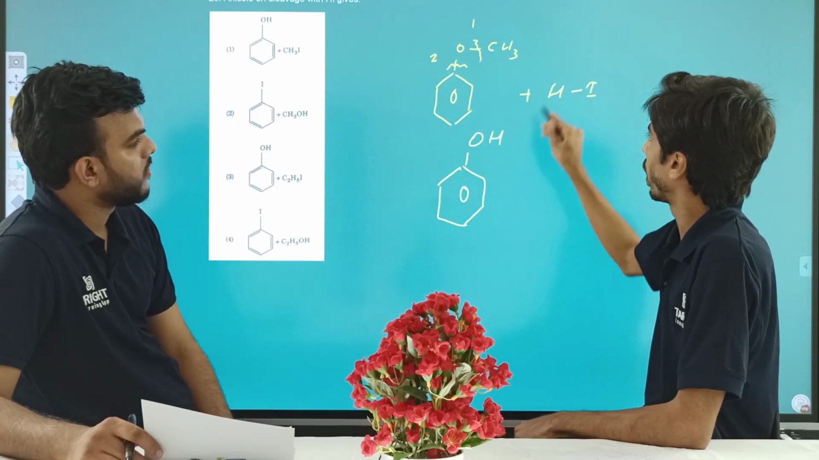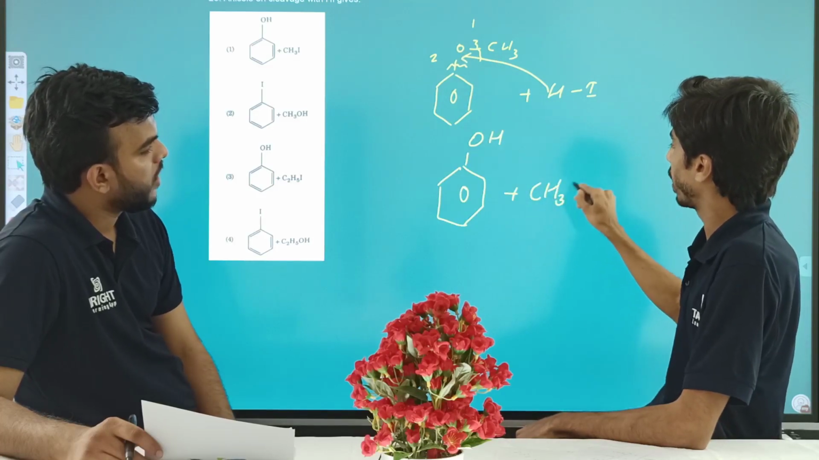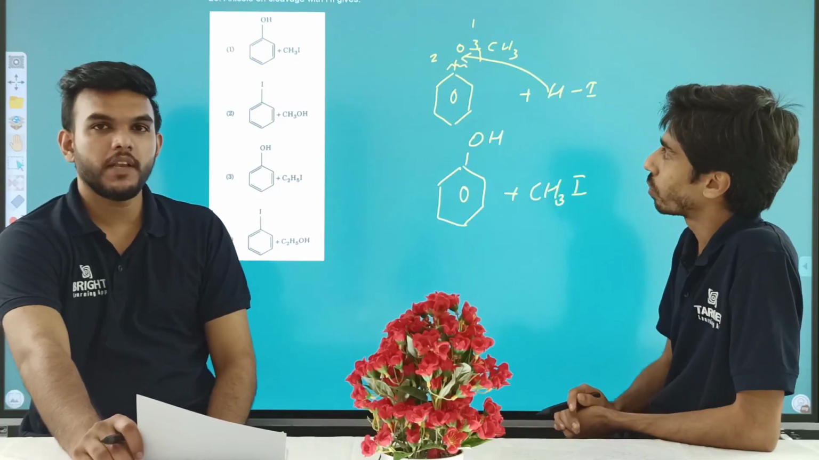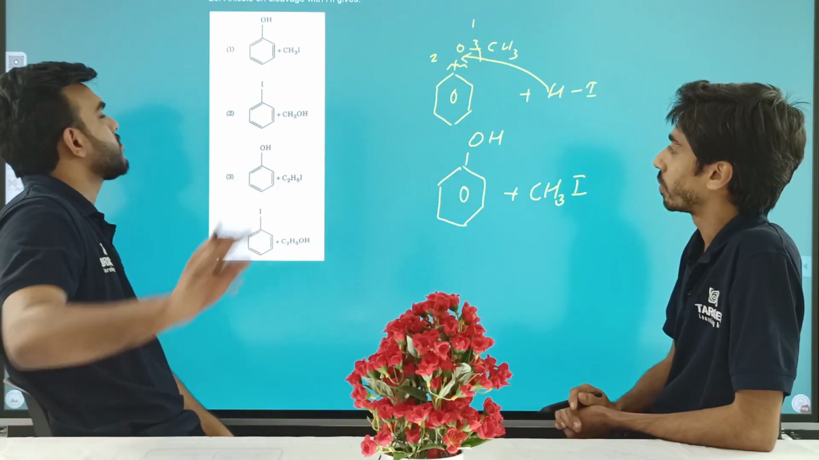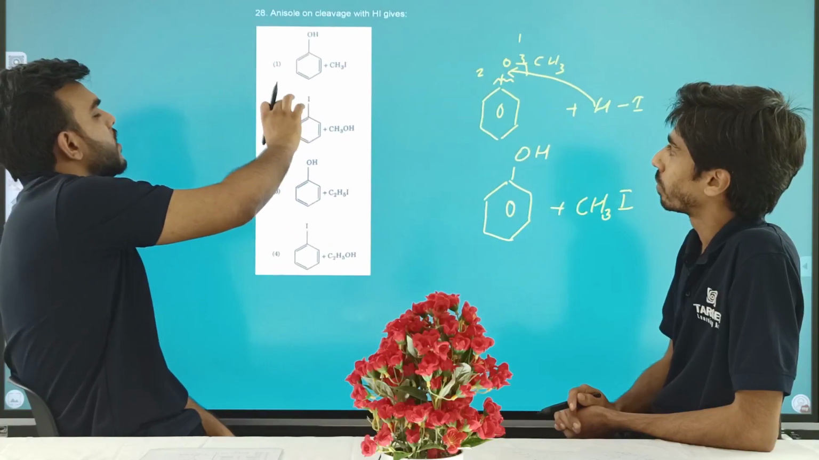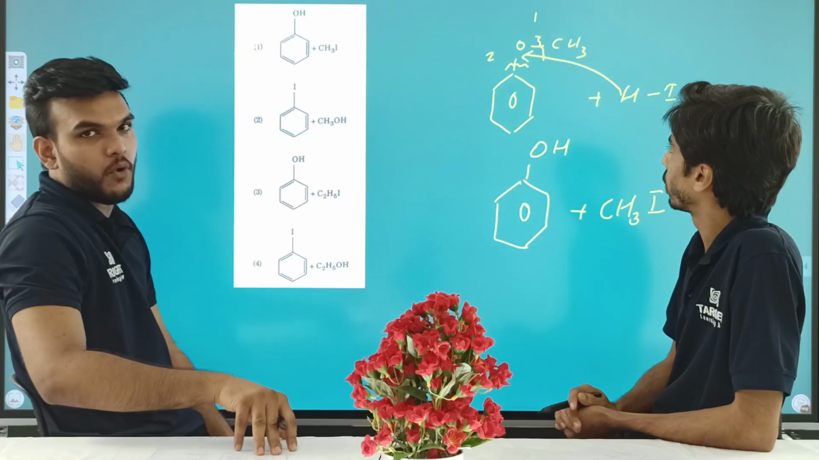So it will become phenol. This H will be moved to this one, and we'll be getting an alkyl iodomethane, CH3I. Fine, so this will be the product. So it will become phenol and iodomethane. So what will be the answer here, students? Here it will form phenol and iodomethane. That is, A will be the answer for this question.